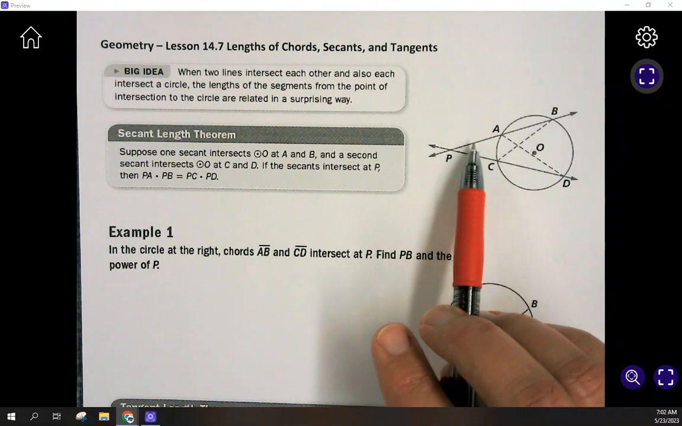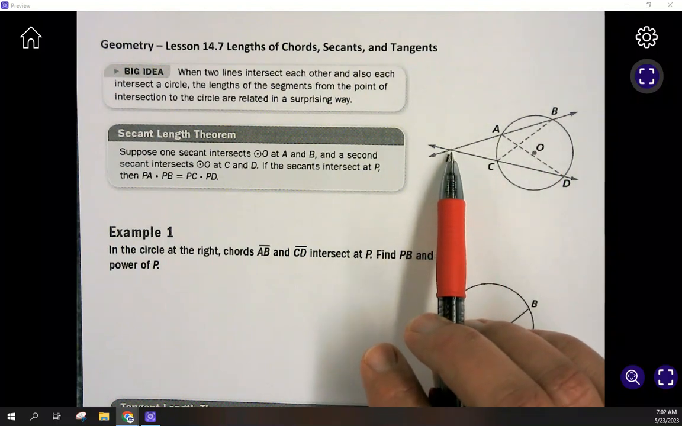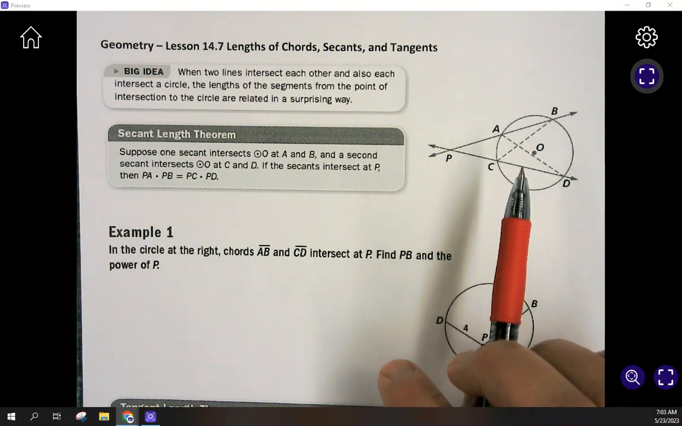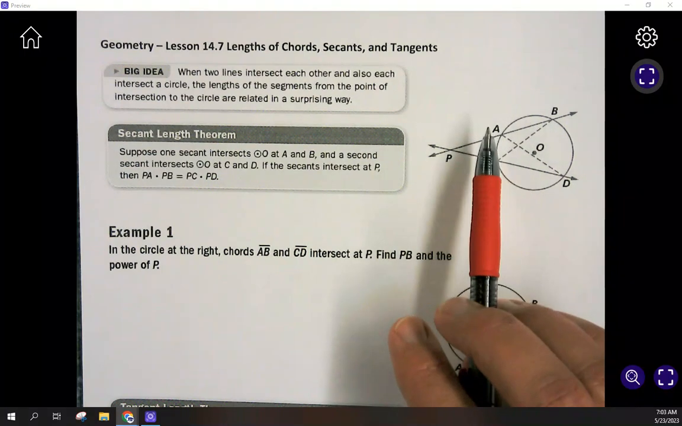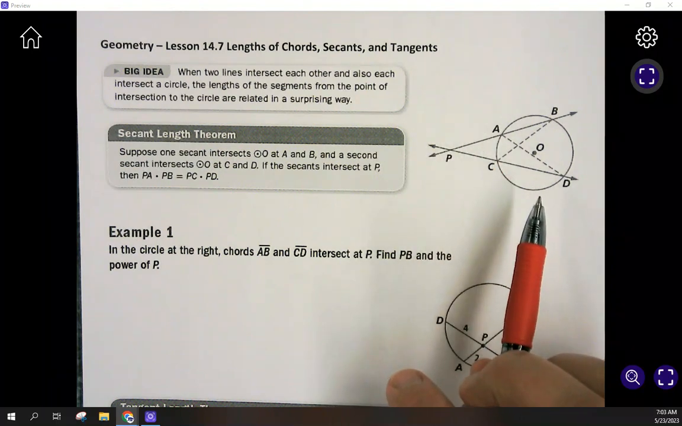So the distance from P to A and the distance from P to B is going to be in a special relationship with the distance from P to C and the distance from P to D. Okay, now right up front, the one trick to this is to not think that these are proportional. Okay, we're not cutting up this and this and this and this and setting up a proportion. It's going to set up in a little bit different way.